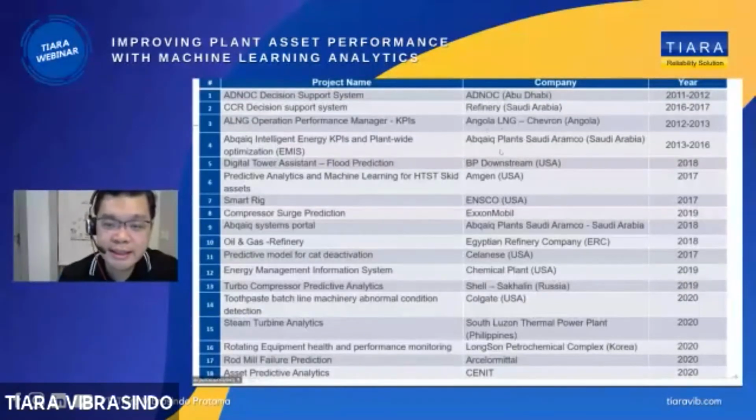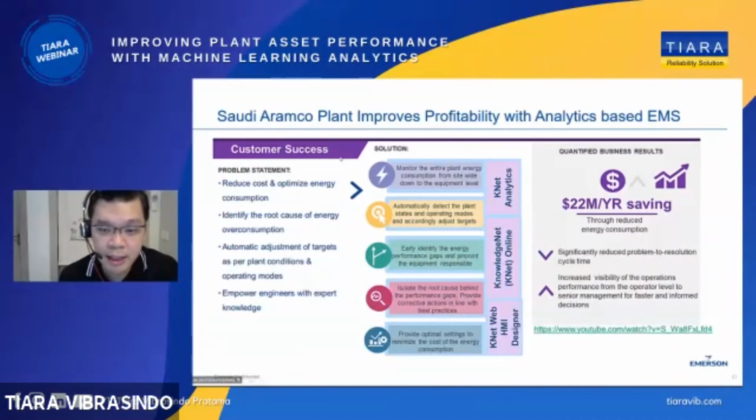Saudi Aramco, ExxonMobil, BP, Shell, all of these were using this KNet, this knowledge net software, before we acquired them. We continue to support these customers and expand. Right now, Saudi Aramco has expanded to 6 plants in Saudi, all using KNet. This is not our slide, this is actually Saudi Aramco's slide. What they successfully did was monitor all their critical equipment, compressors, turbines, and so on, and achieve at least 22 million. Actually, this is 2015 data.